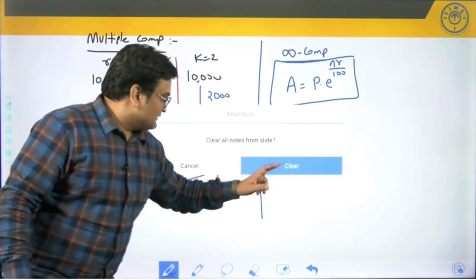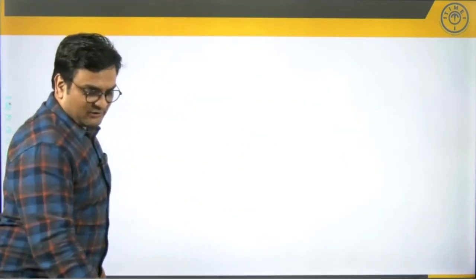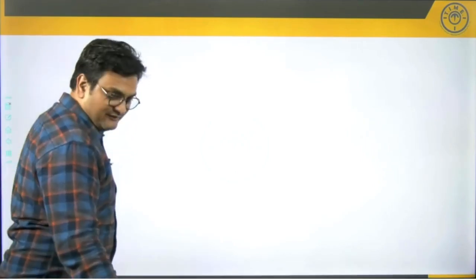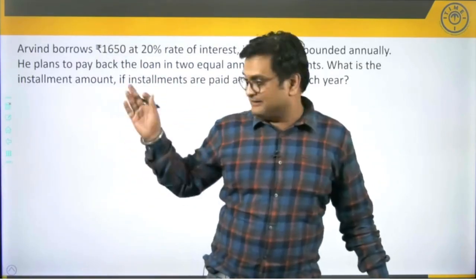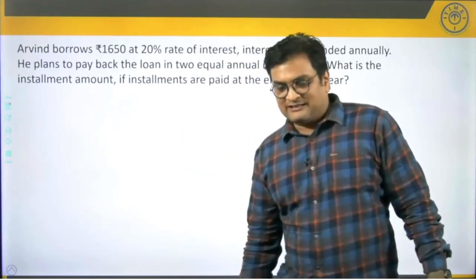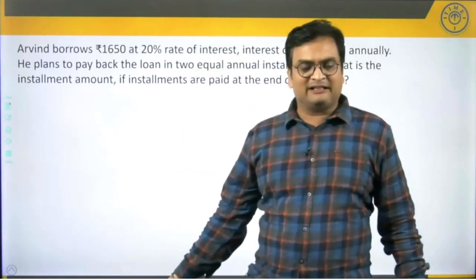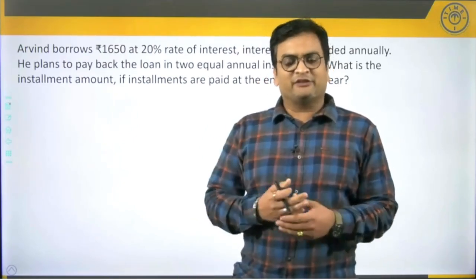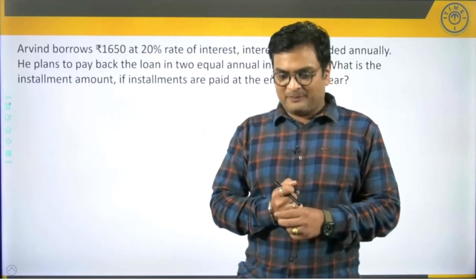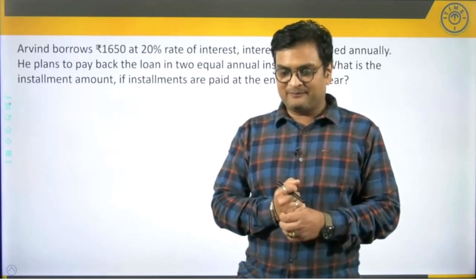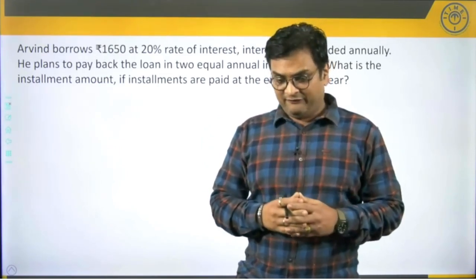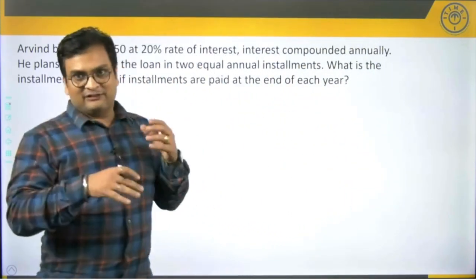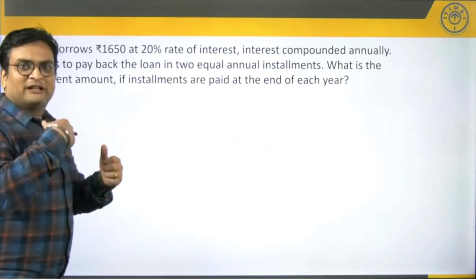Next, we shall take up the concept of installments, but for doing that, we will take up examples given in the slide here. Let's look at the first example. It says Arvind borrows 1,650 at 20% rate of interest, interest compounded annually. He plans to pay back the loan in 2 equal annual installments. What is the installment amount if installments are paid at the end of each year? So how is the overall taking of loan and paying back happening?